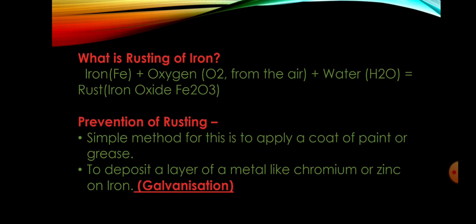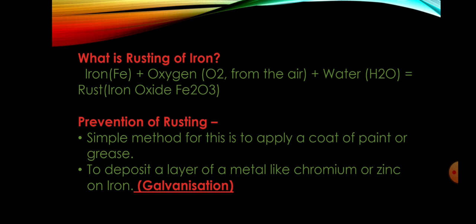Now, what is rusting of iron? You can understand it from the words given to the substances: iron Fe plus oxygen O2, from the air, plus water H2O equals rust, iron oxide, or Fe2O3. Now, how to prevent this?